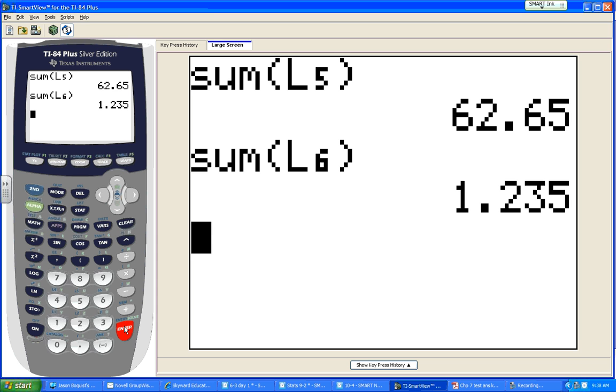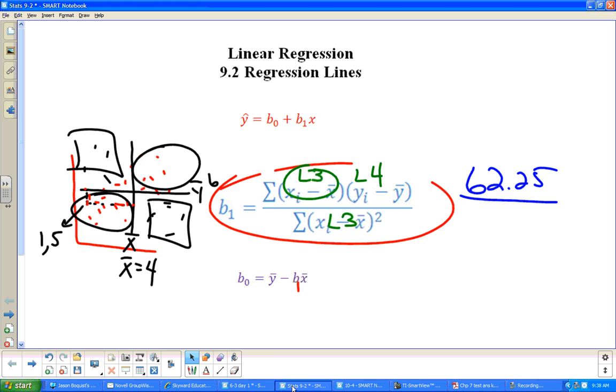What's that number though? Could that be a correlation coefficient? No, it can't be, right? That's not what that stands for. That's just my change in x squared, if you think of it that way. All right, so it's 1.235. All right, where does that go? That goes here. 1.235. Are you with me on that?